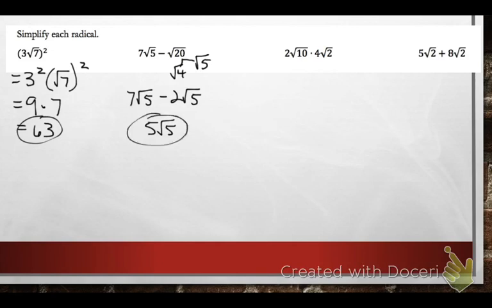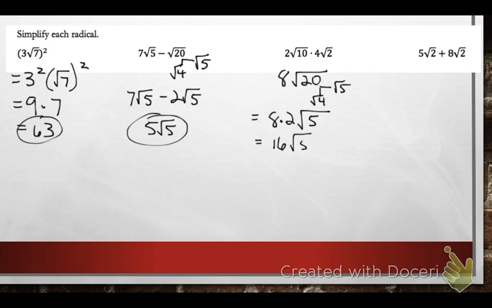Now this is different. This is multiplying, so I can multiply my like terms together. So 2 times 4 is 8, and then my square roots multiplied together will be the square root of 20. But I need to simplify this, so I'm going to simplify it just like I did in the problem to the left. I'm going to take the square root of 4, multiply it by the 8 that's already out there, and I'm left with the square root of 5. So my final answer, after I multiply those two terms out front together, is 16 times the square root of 5.